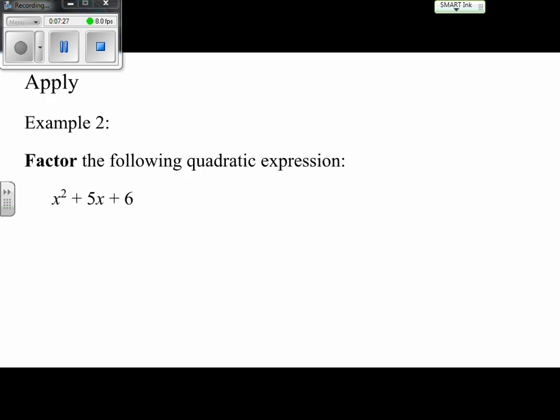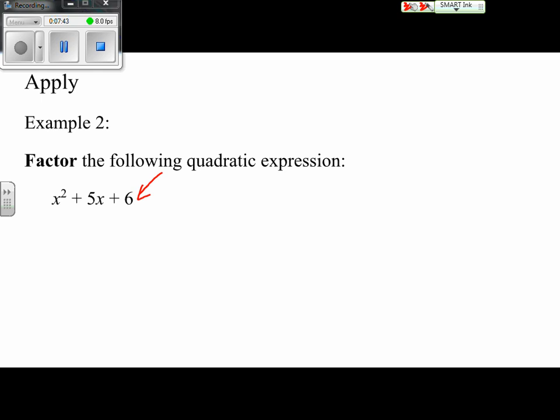So we want to factor this quadratic expression. The first thing we have to do: is it a quadratic? Well, it has an x squared. Is there no a term? There's no number written in front of the x squared, so there's an implied 1. So we're good to go as far as that goes. First step done. Now we're going to look at our c term.